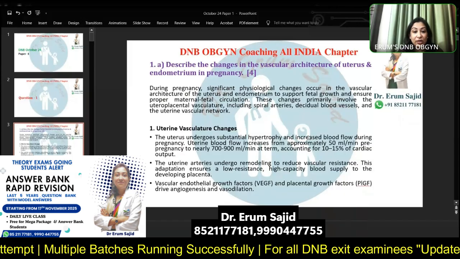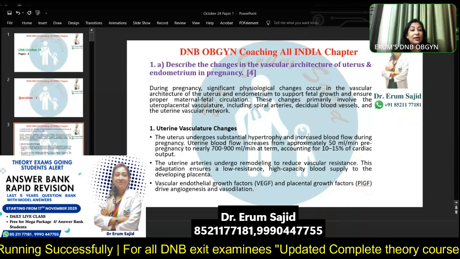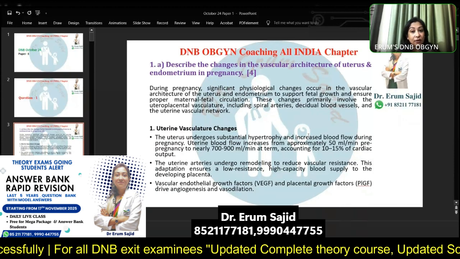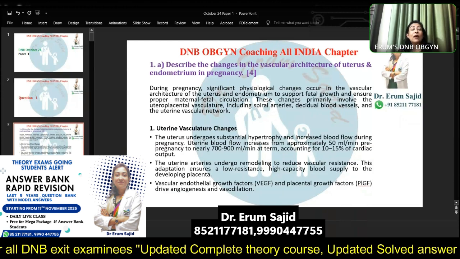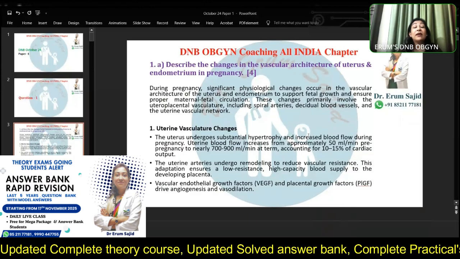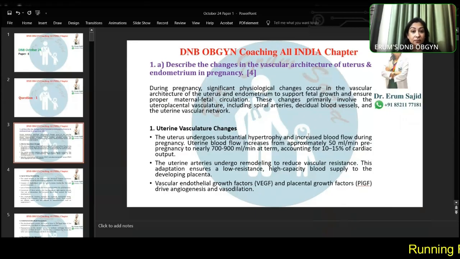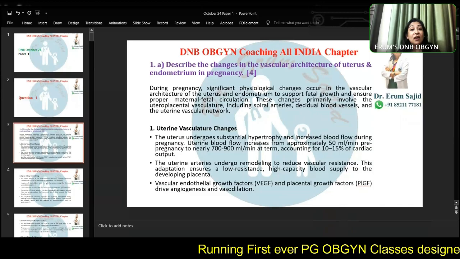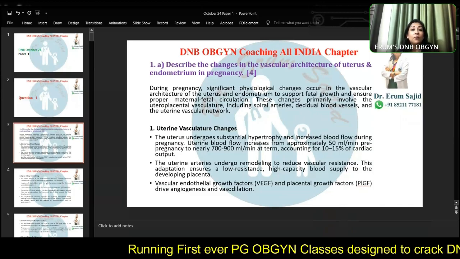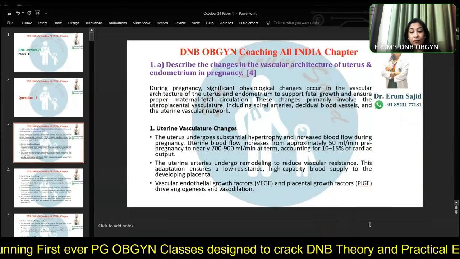So let's begin with uterine vasculature first. There is a lot of hypertrophy and increased blood flow during pregnancy. Because of uterine hypertrophy and the increase in size, blood flow to the uterus increases. It is 50 ml per minute pre-pregnancy, and it changes to almost 1 liter per minute at term, because now it is supplying the pregnant uterus. The baby is developing there, the size has increased, and the placenta and amniotic fluid are there, so the amount of blood reaching also increases.